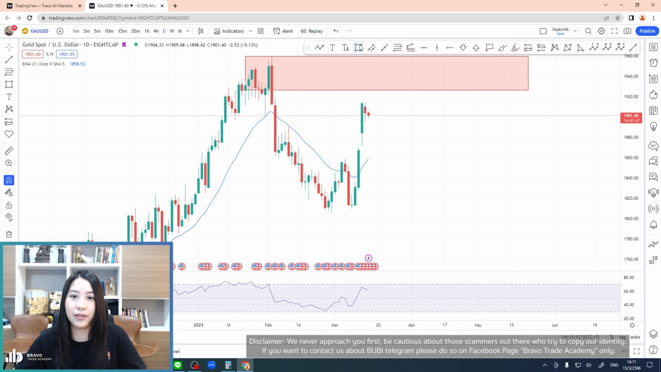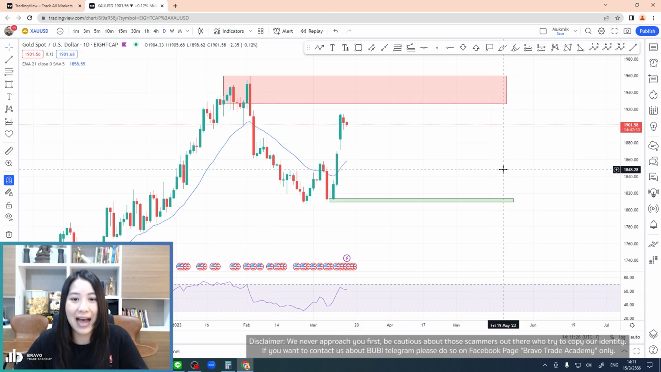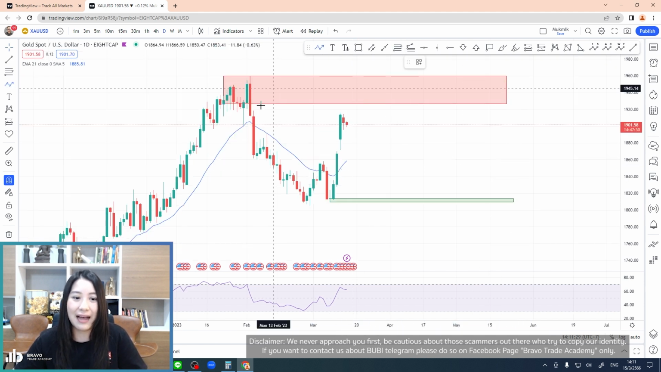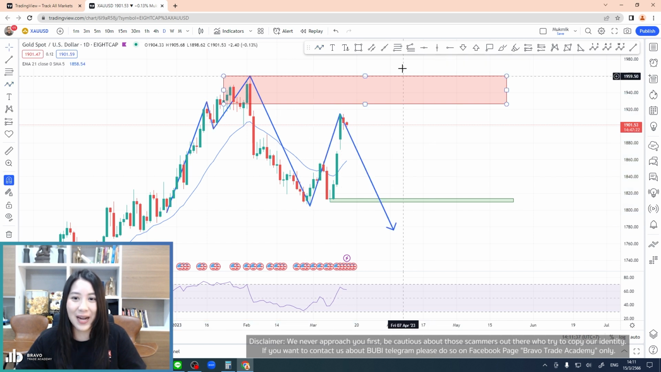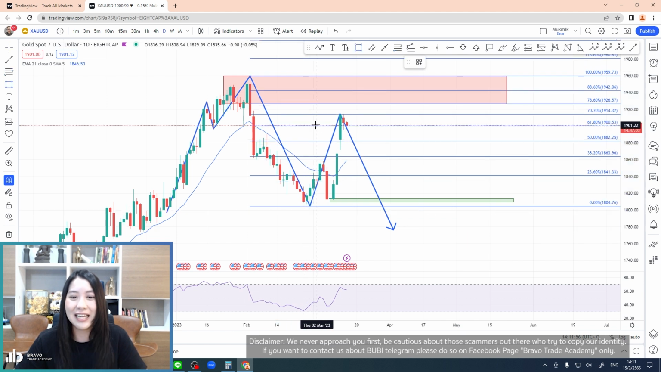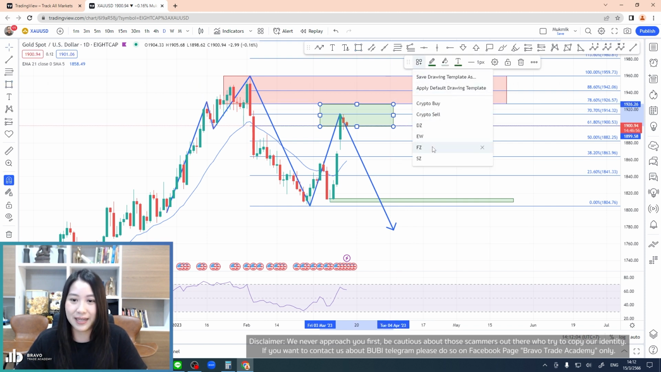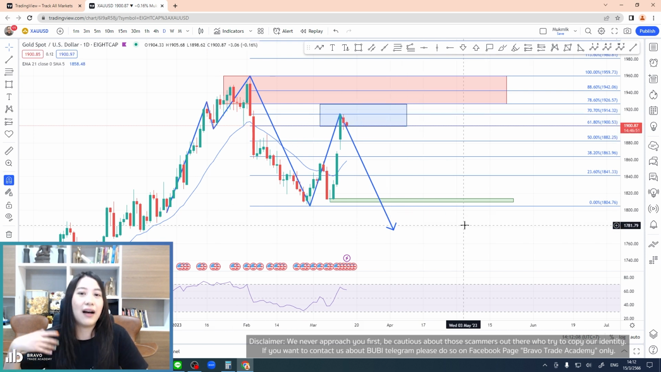For the demand zone of the daily time frame, it is going to be this little tiny one here. What else do we have? Another thing that we have in this time frame is actually the QM sell, if you remember. So the price is now stuck in this QM sell pattern at around 61.8 to 78.6% of our Fibonacci retracement. So we are now in our QM sell of the daily time frame.